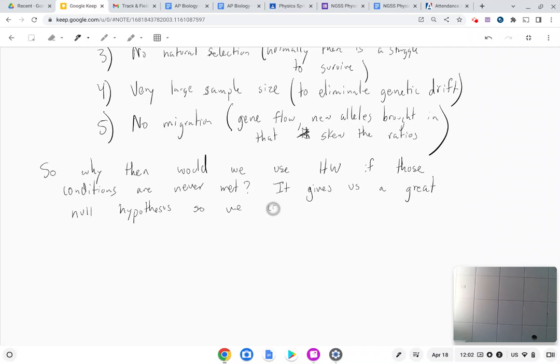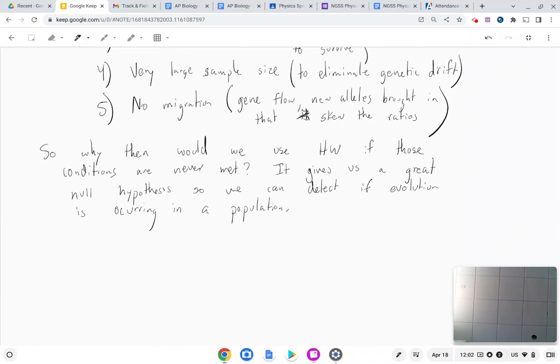So we can detect if evolution is occurring. Because you remember what a null hypothesis is: it basically states that nothing is happening. There's no difference between the groups. It gives us a great null hypothesis so we can detect if evolution is occurring in a population. So let's write down our null hypothesis, and we'll also write down the alternative hypothesis. So null just means no difference. There's nothing occurring.